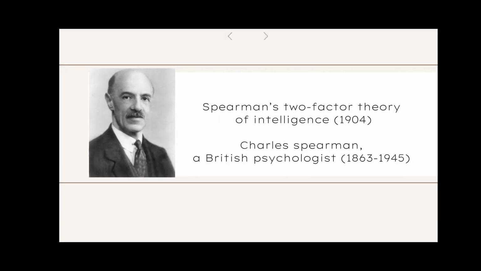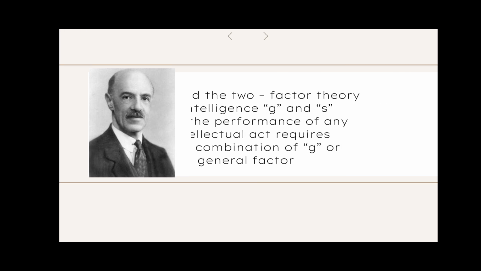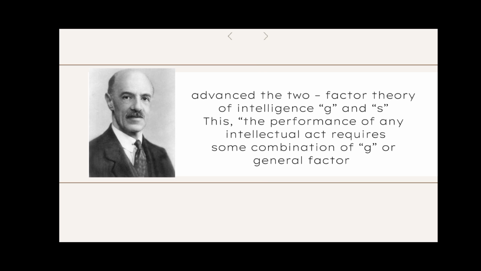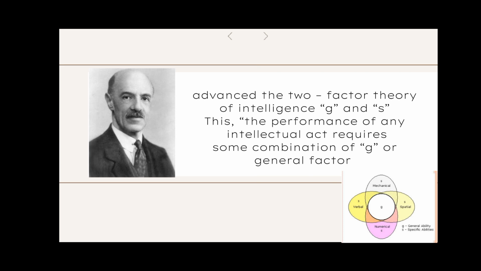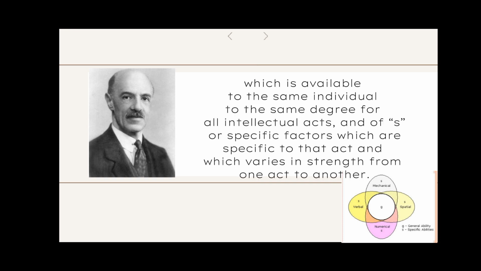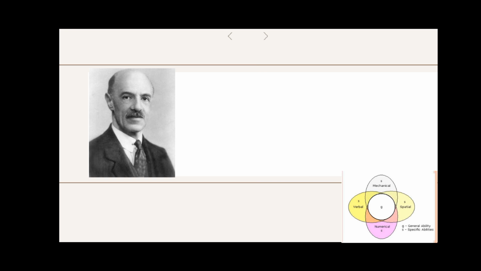Spearman's two-factor theory of intelligence, 1904. Charles Spearman, a British psychologist from 1863 to 1945, advanced the two-factor theory of intelligence, G and S. The performance of any intellectual act requires some combination of G, or the general factor, which is available to the same individual to the same degree for all intellectual acts, and of S, or specific factors, which are specific to that act and which vary in strength from one act to another.